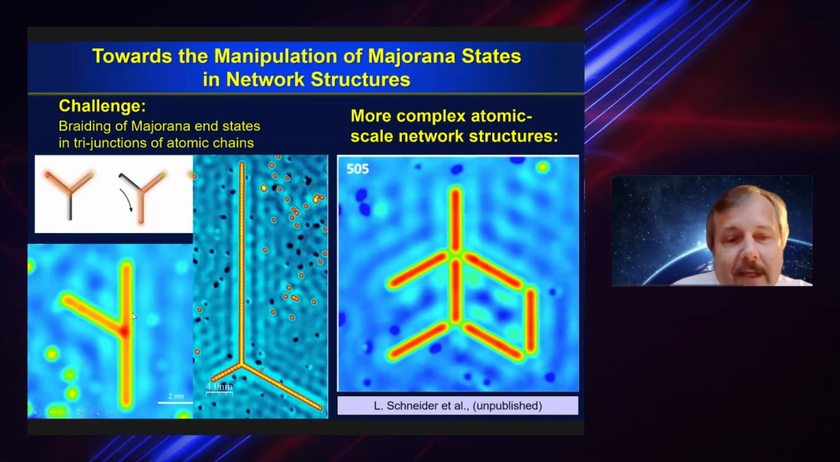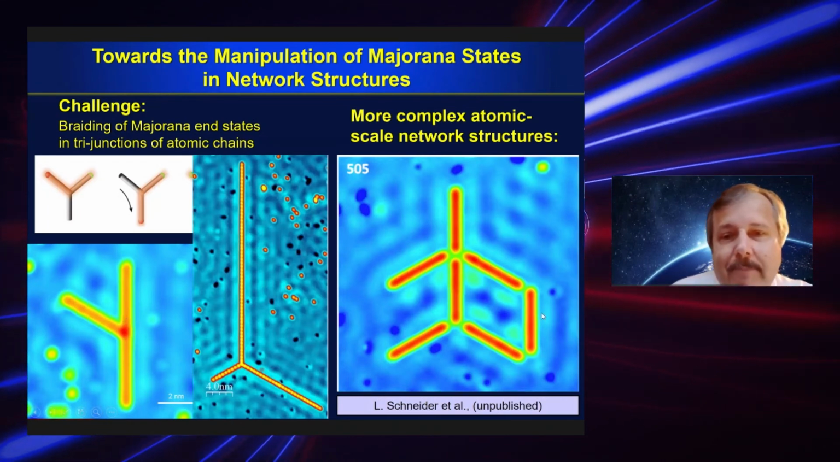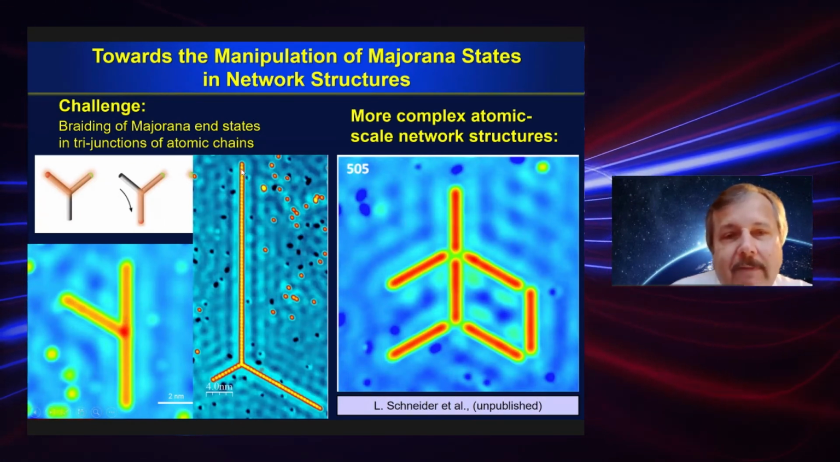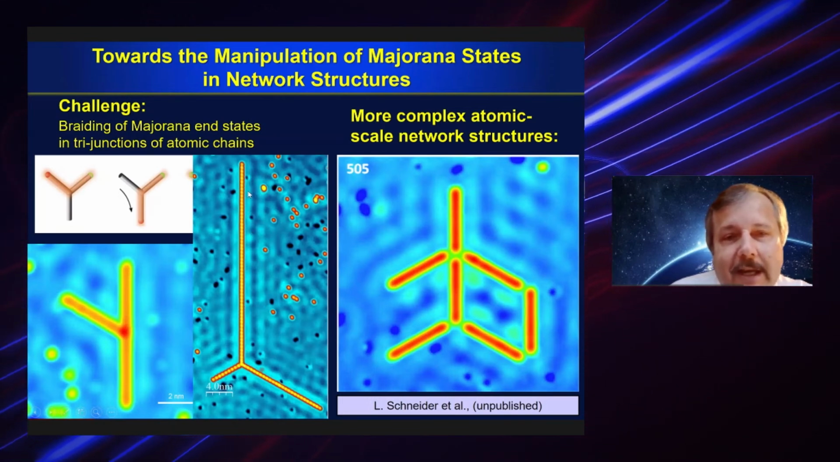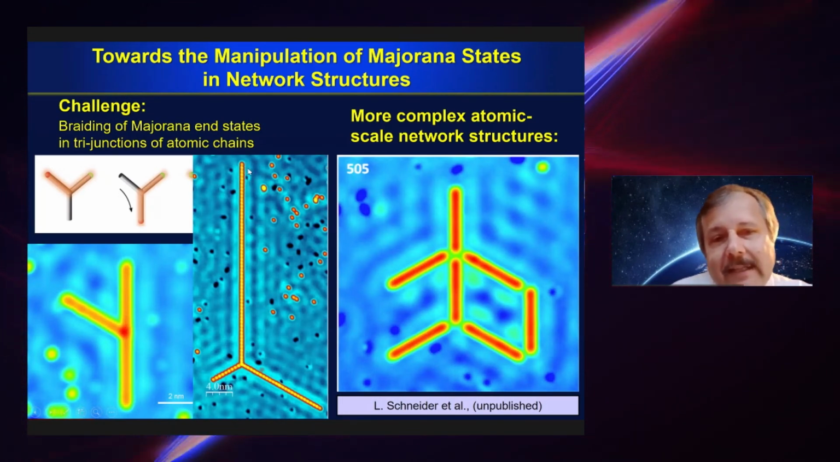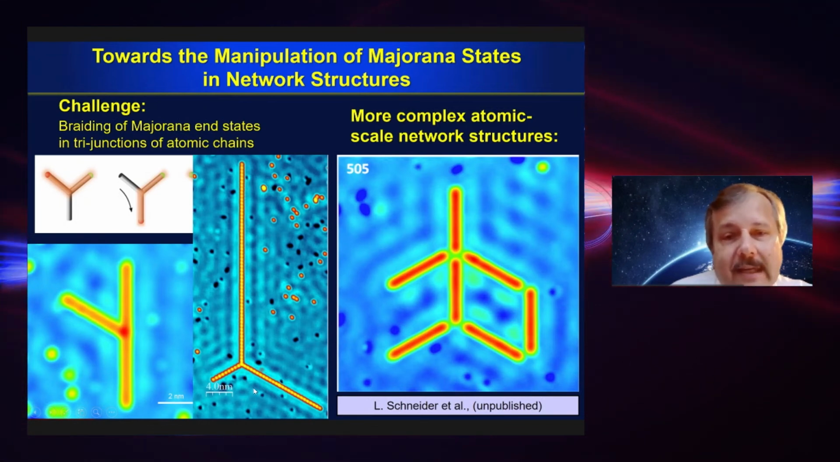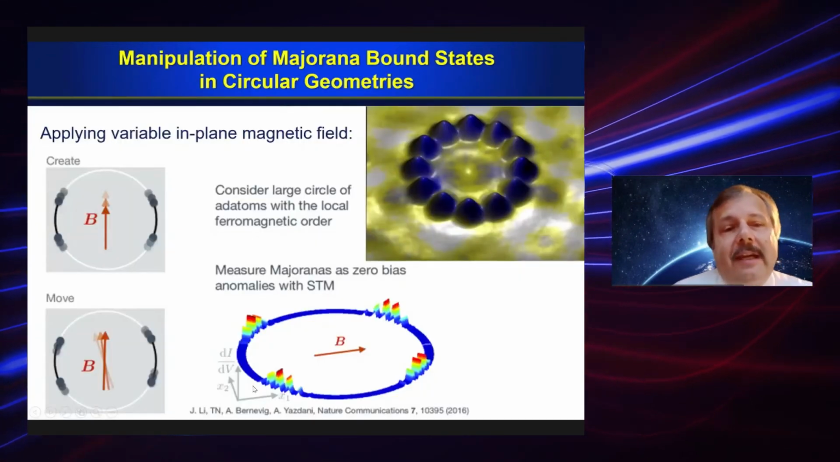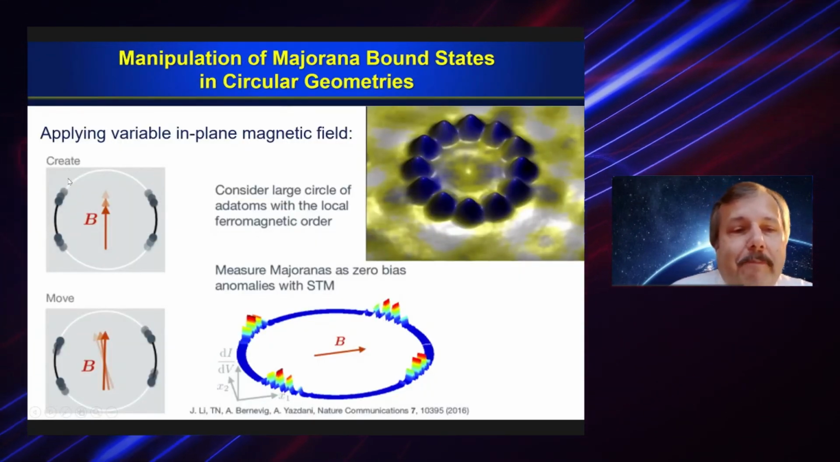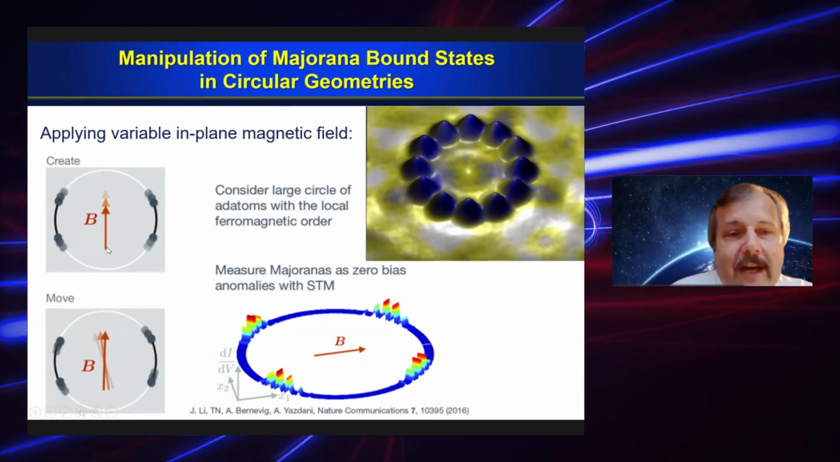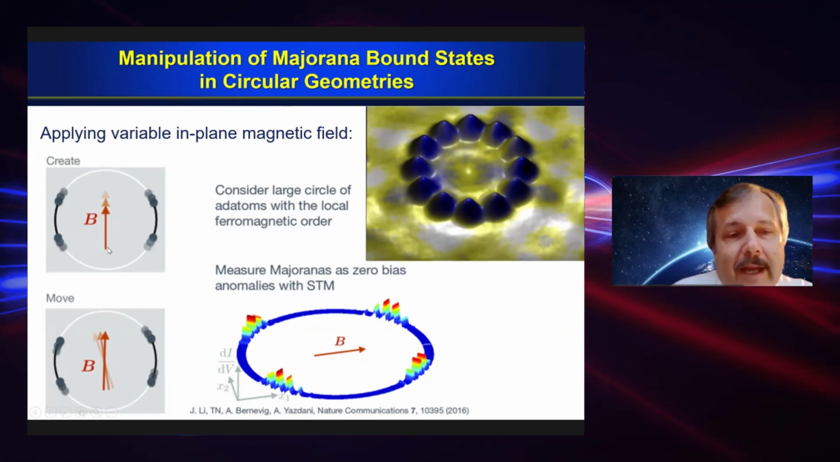We can build also these tri-junctions atom by atom. We can build up more complex network structures, and we can make sure that the chains are long enough to get rid of the hybridization of both ends to a large extent. And moreover, as has been theoretically predicted, we can even build circular rings of atoms. And this is also a very nice platform to observe Majorana physics.